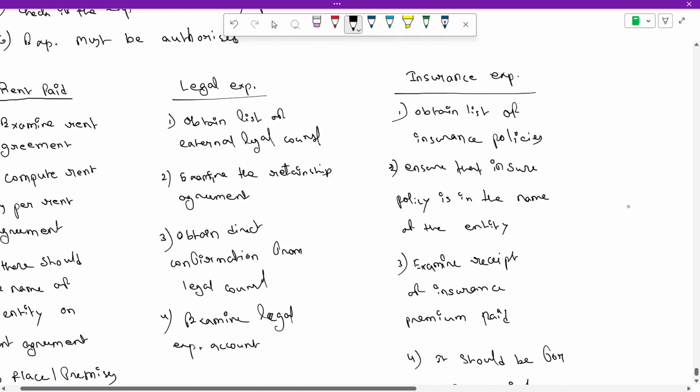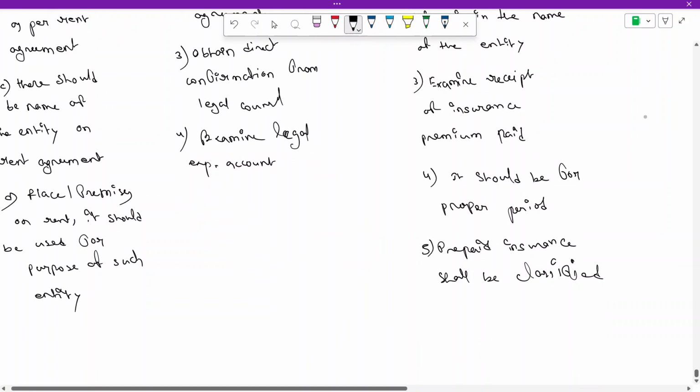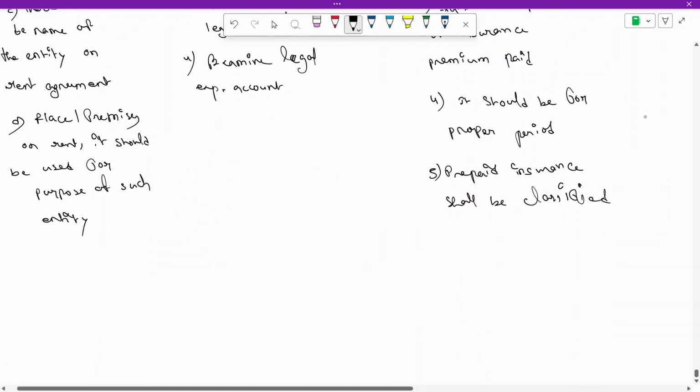For legal expense, obtain a list of external legal counsel, examine the retention agreement, obtain direct confirmation, and examine the legal expense. For insurance expense, obtain a list of insurance policies, ensure that the insurance policy is in the name of the entity, examine the receipt of insurance premium paid, and it should be for the proper period, and prepaid insurance shall be classified.